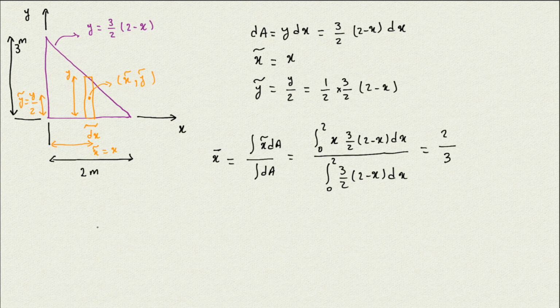The same thing we can do for the centroid in the y direction. So again, because we are using the dx, we are integrating over x, so it's going to be between 0 and 2. And then this value of the location of the centroid of the element in the y direction is going to be half of the y, which is going to be this value.